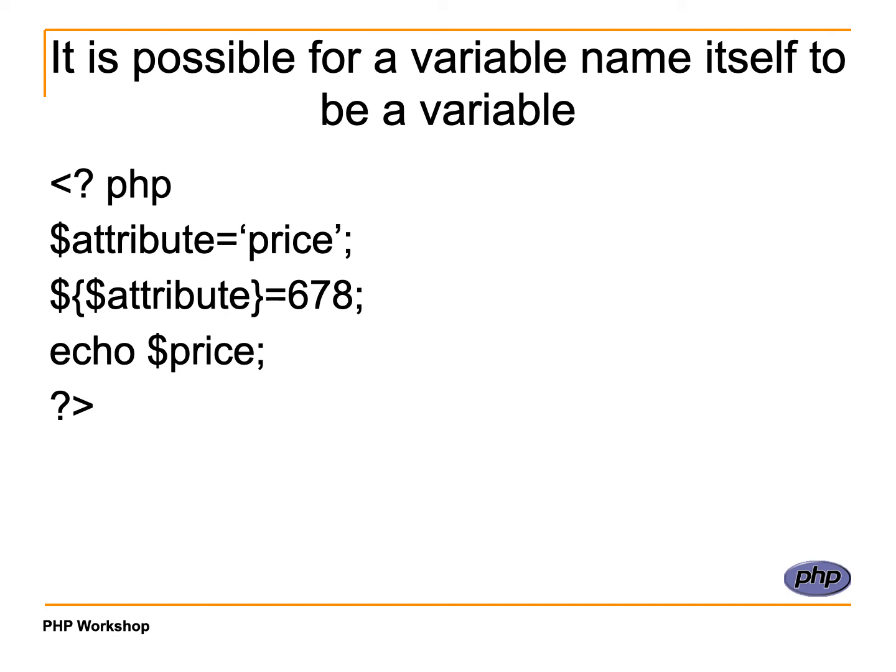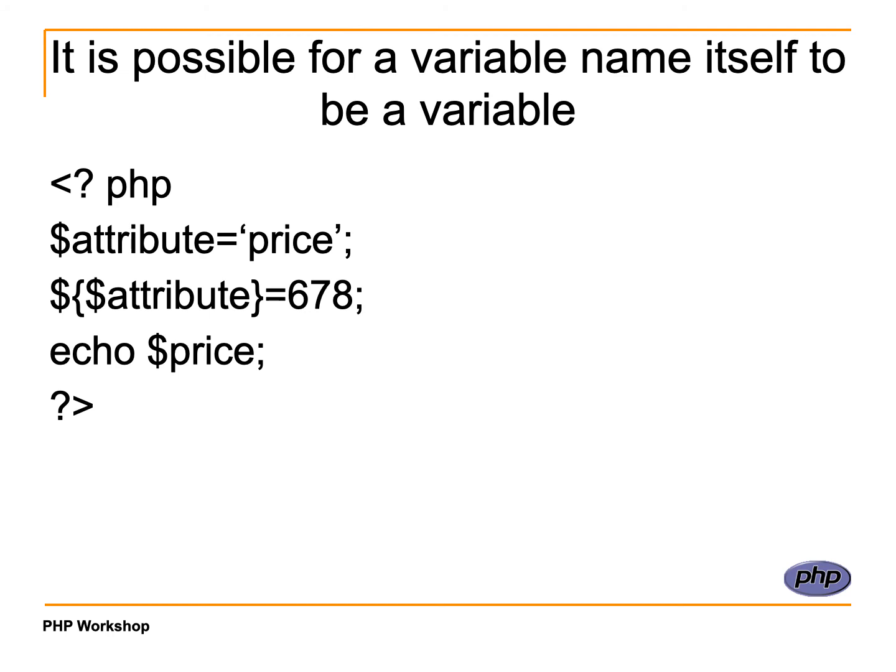Then the second statement, inside curly brackets we have specified $attribute. $attribute will give a value, that is price. Now that becomes $price, that is equal to 678. Now we are trying to display the value associated with the variable $price, so that will display 678.